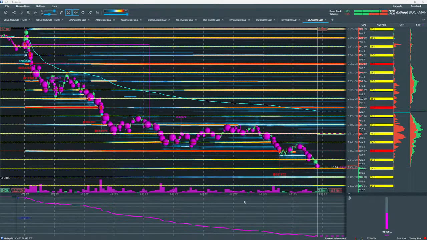Cumulative volume delta negative from the open, continuing straight down. So aggressive sellers definitely in control today for Spotgamma, for Tesla. All right, let's go back to Hero.